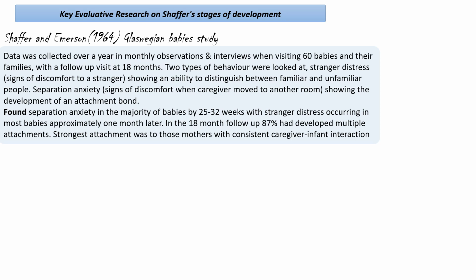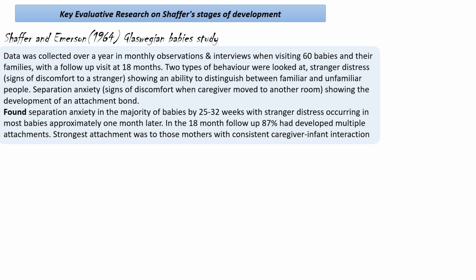So what was found with these babies? Well, separation anxiety happened first, and it happened in the majority of the babies between 25 weeks and 32 weeks. Generally later on, stranger distress would occur, generally about a month later. But by the 18-month follow-up, 87% had developed multiple attachments. But generally the strongest attachment was still to the mothers. And another finding was the strongest attachment shown was to those mothers who seemed to give the most consistent caregiver-infant interaction.